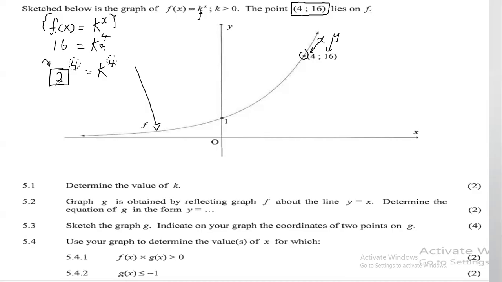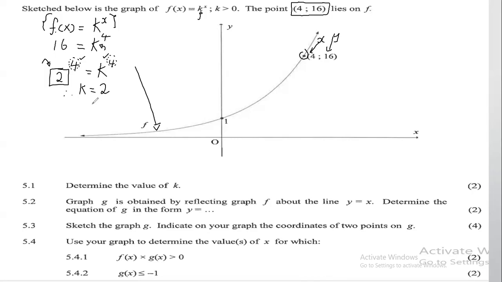So let us check. What is 2 to the exponent 4? It is the same as 2 times 2 times 2 times 2. So it's 2 times 2 is 4, times 2 is 8, times 2 is 16. Yes, 2 to the exponent 4 is 16. Now the exponents are the same. It means that k is equal to 2.